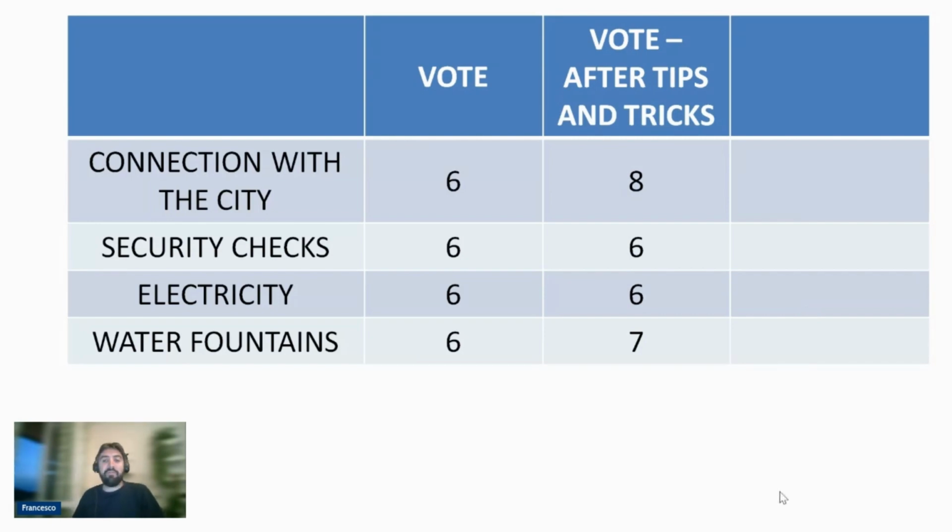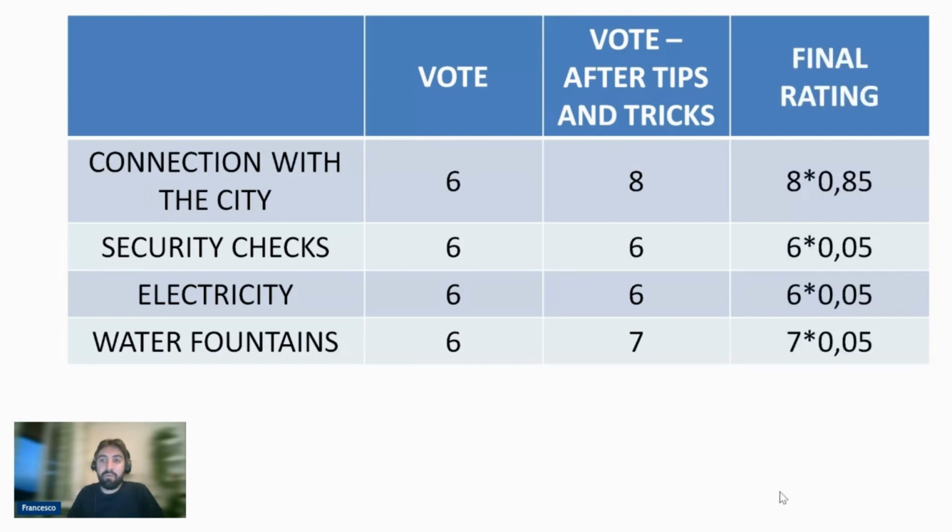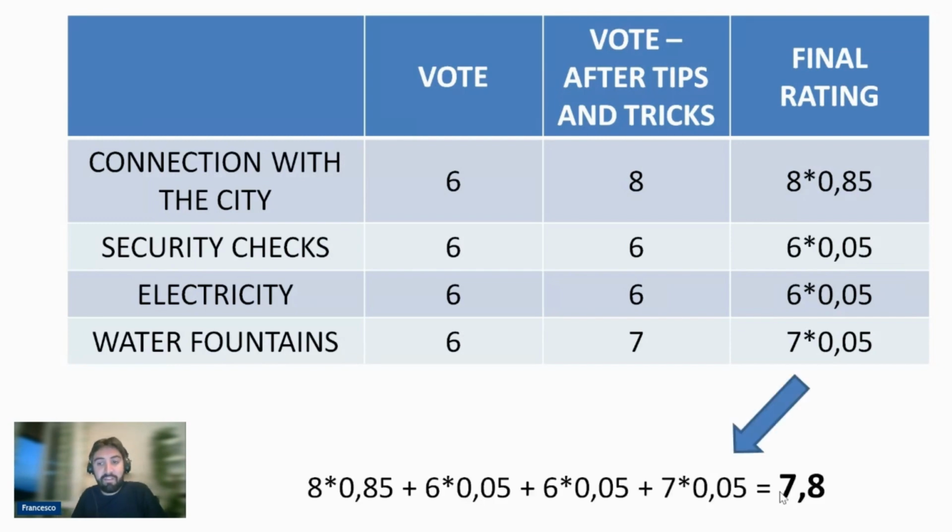So now it's time for the final vote. You can see here that I gave a final rating that considers that each criteria has a different weight. For example, connection with the city, in my opinion, is quite important, so it accounts for 85% of the final vote. Then I also consider other things like the security checks, electricity, or water fountains, but each of them amounts to about 5% of the final vote. So if I take all of this into consideration, the final vote is 7.8.